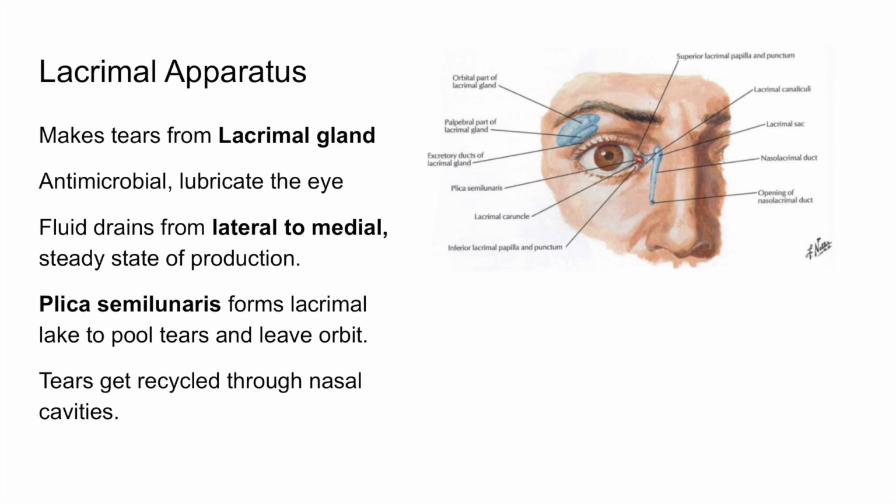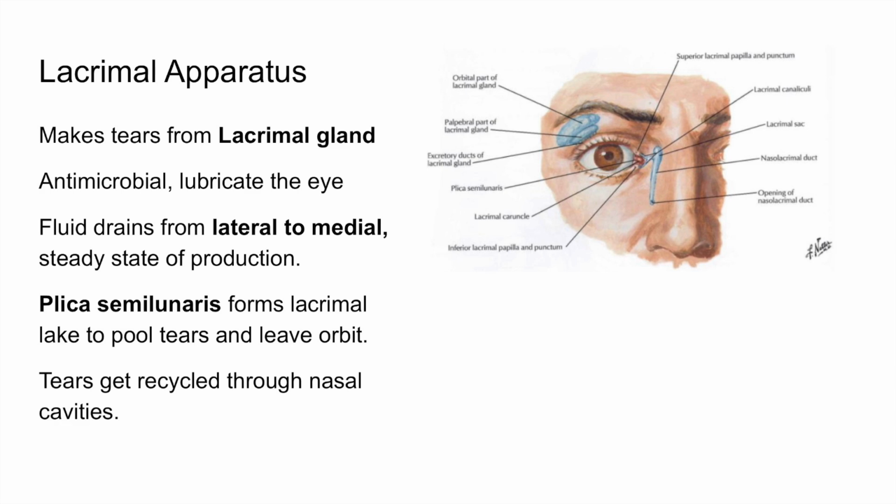Once produced, the key concept is that tears move across the eye from lateral to medial, meaning from the outside toward the nose, driven by blinking and the contour of the eyelids. This is constant movement that creates a steady flow system rather than an intermittent drainage. As tears reach the medial corner of the eye, they collect in a small pooling area known as the lacrimal lake, which is associated with the plica semilunaris, a fold of conjunctiva that helps guide fluid into this space.